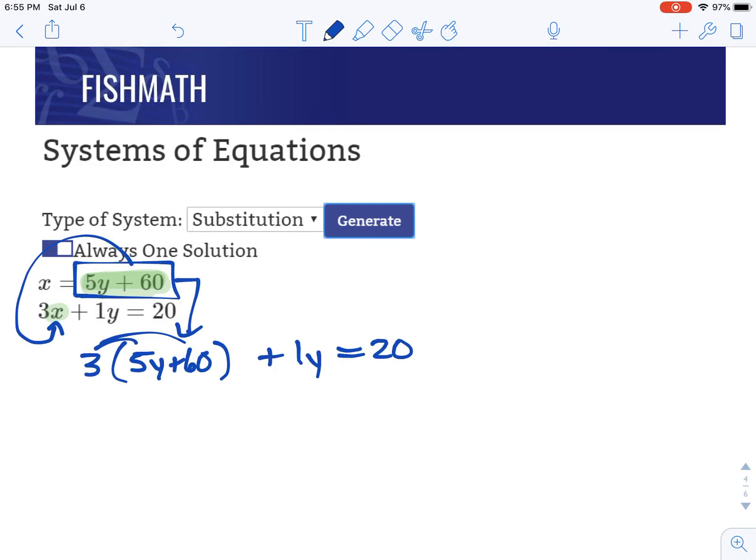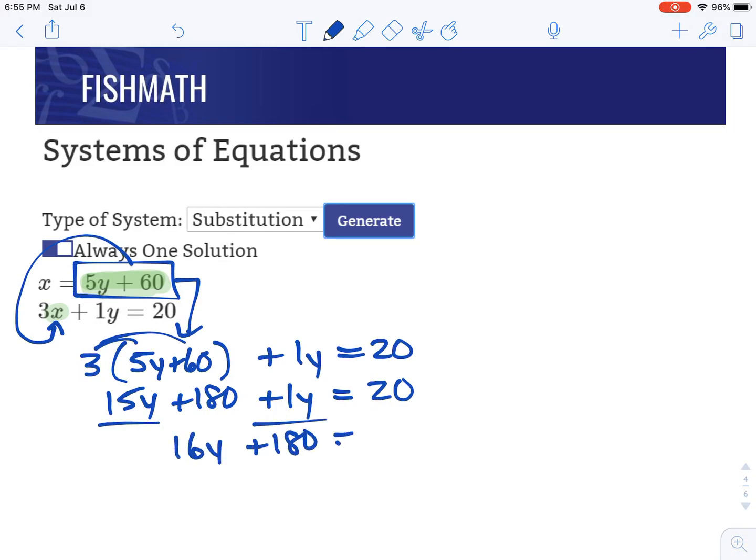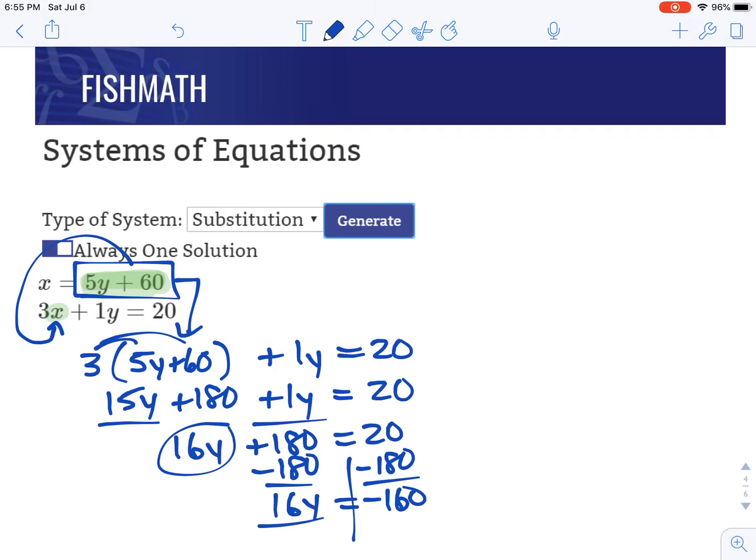We're going to distribute in, and we get 15y plus 180, plus 1y equals 20. The 1y is still there. Then we're going to combine like terms. We get 16y plus 180 equaling 20. Then we're going to solve a nice little two-step equation. We're not going to touch the variable first. We're going to move the positive 180 by subtracting. We get negative 160 equaling 16y. Then we're going to divide by the coefficient of 16. And we get our y value, which is negative 10.